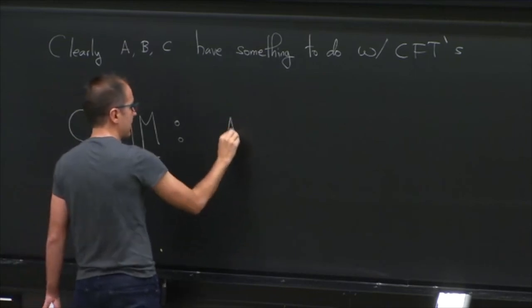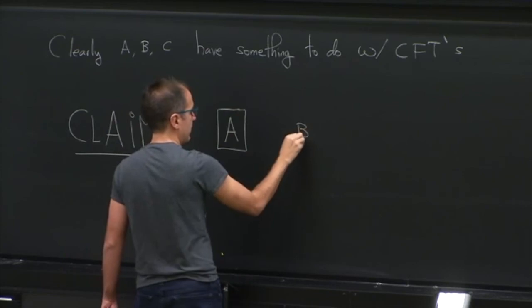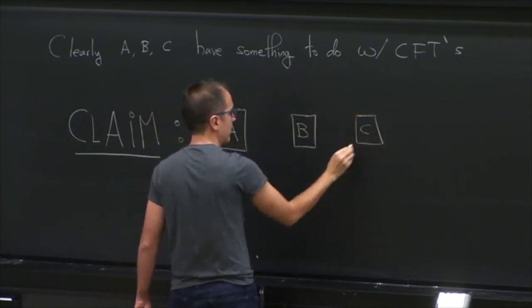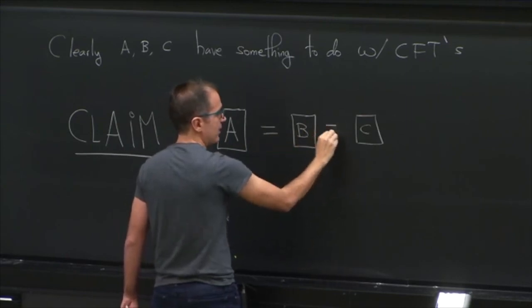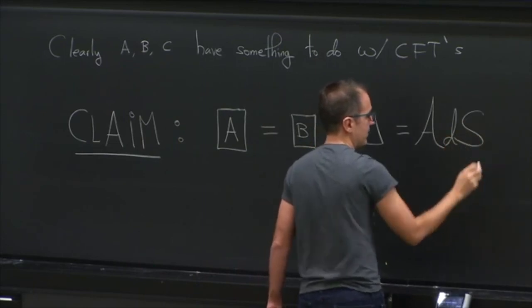Is that these spacetimes A, B, and C defined basically are the same spacetime. And this is what is called the AdS spacetime, anti-de Sitter spacetime.